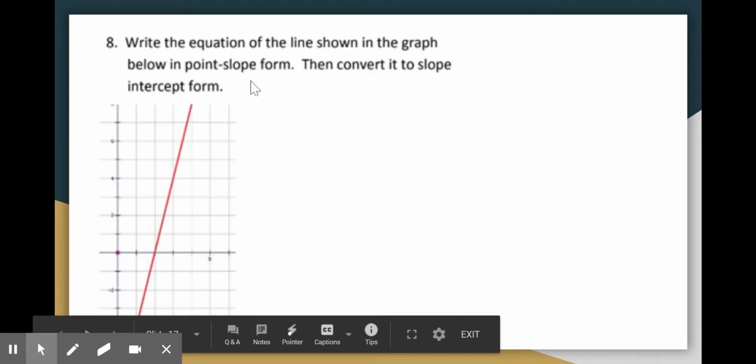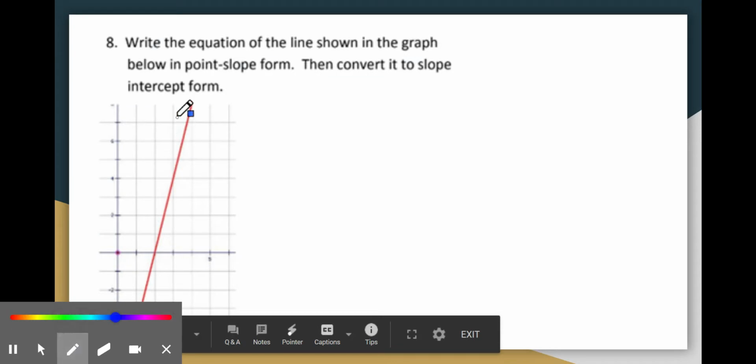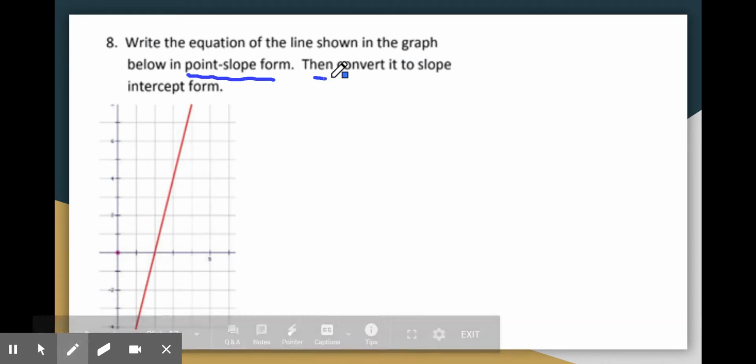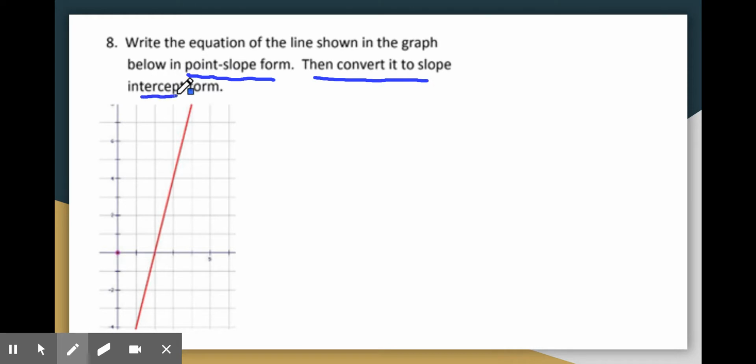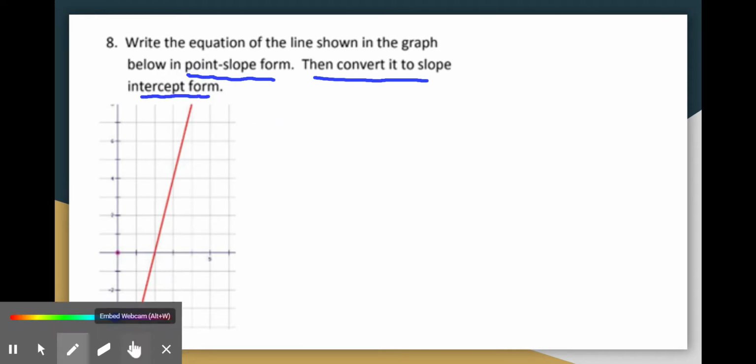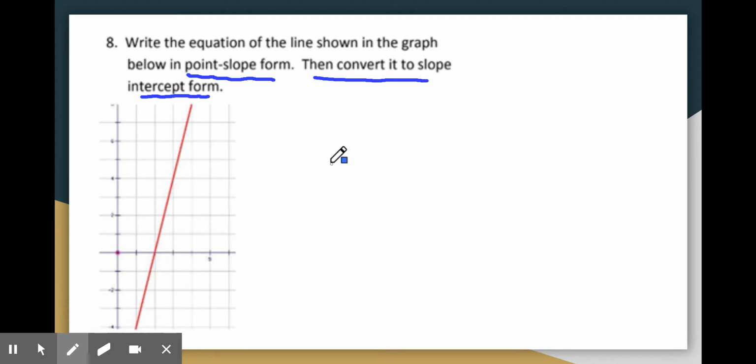Okay, let's keep going. We're going to write this graphed line in point-slope form, then convert it to slope-intercept form. You can see that the y-intercept is not actually on the graph right now, even though it's underneath the color space there. So we could find the slope with rise over run for this line.